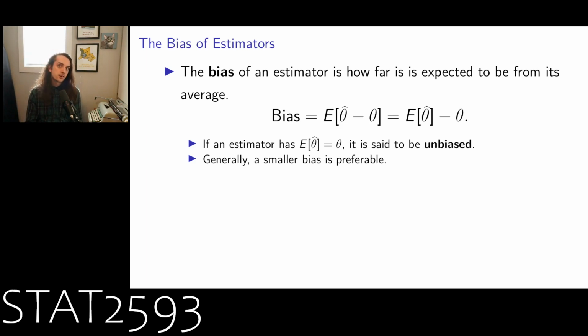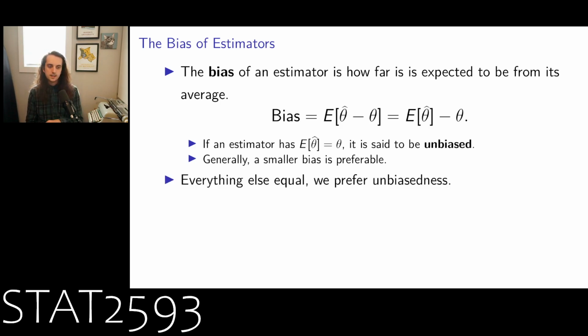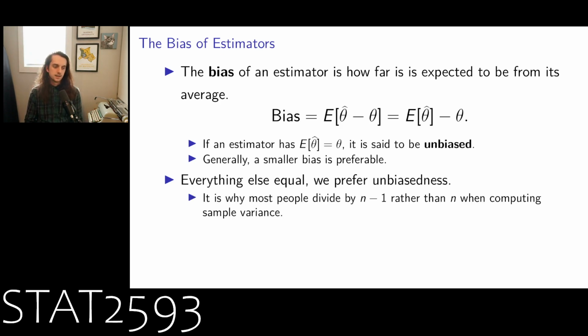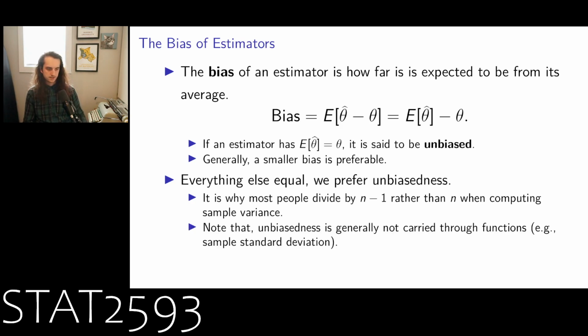And generally, we're going to prefer a smaller bias, right? So if we think about what we're saying, the bias is measuring how far we expect to be away from the right value. And so on average, if we want to be close to the true value, we want our bias to be small. Everything else equal, we would prefer our estimators to be unbiased. We would prefer this value to be 0 if everything else were held to be exactly the same. Now, to make a concrete example, this is why most people divide by n-1 rather than n when they're computing the sample variance, okay?